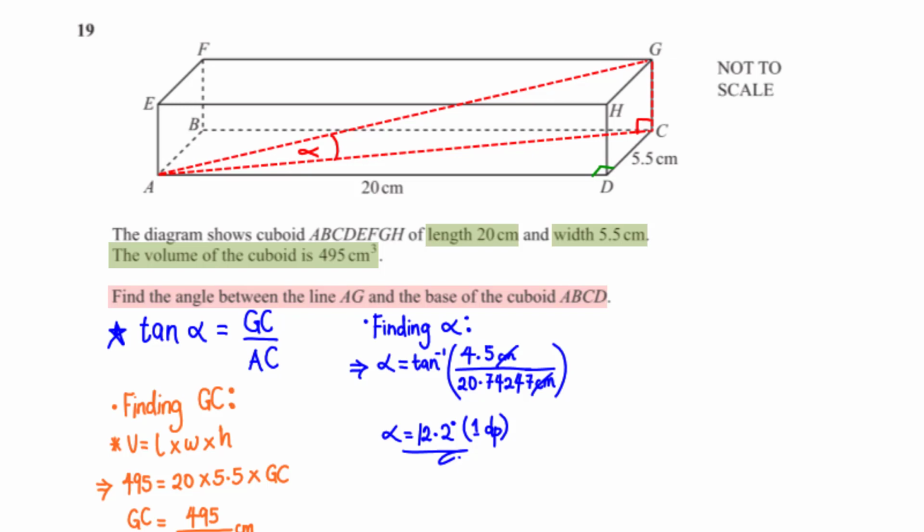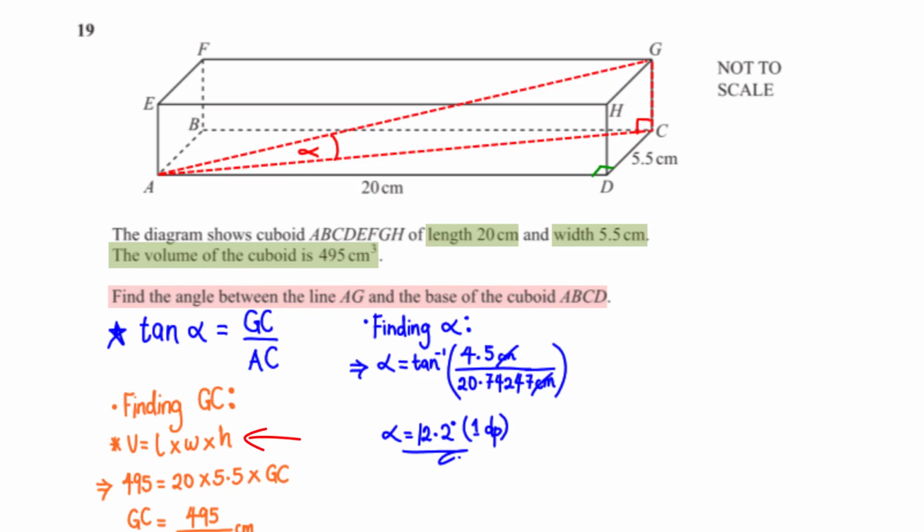So from the illustration on the diagram, the angle between the line AG and the base of the cuboid has been labeled as alpha. And to find the value of alpha, we can apply SOHCAHTOA. So in this case, that gives us tan alpha equals GC over AC. So let's find the value of the length GC.